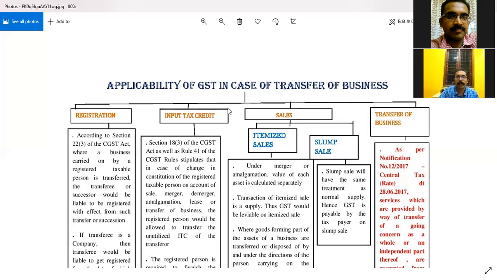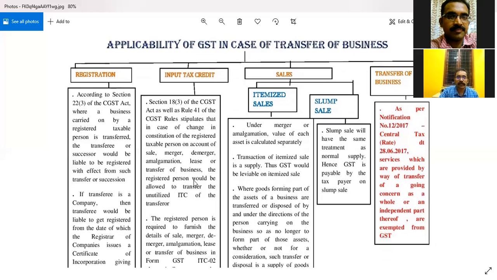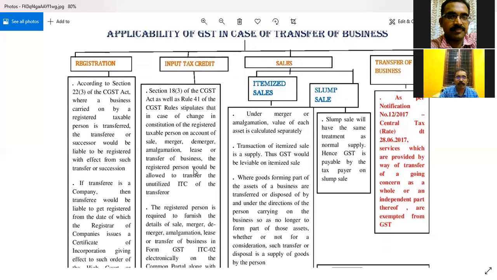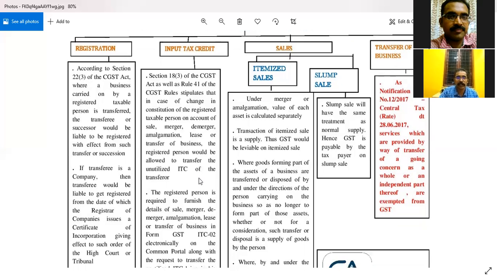As far as input aspect is concerned, Section 18, Subsection 3 of GST Act, as well as Rule 41 of GST rules, stipulates that in case of change in constitution of the registered taxable person on account of sale, merger, demerger, amalgamation, or transfer of business, the successor will be allowed to transfer that unutilized ITC of the transferor.